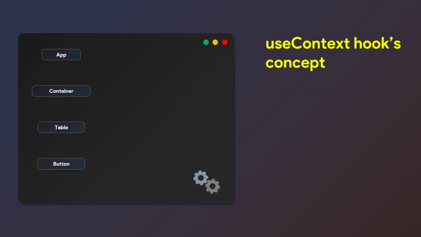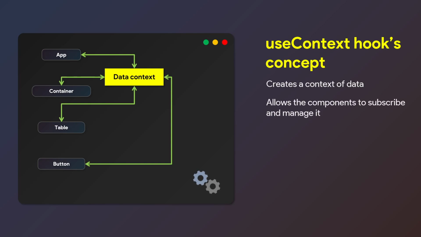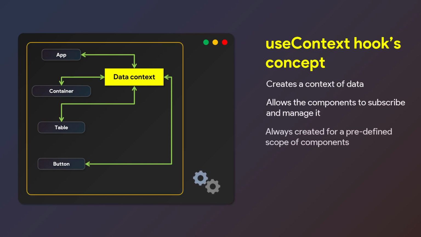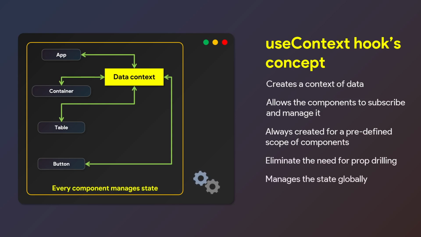The useContext hook is the greatest solution for these scenarios. As the name suggests, it creates a context of data and allows the components to subscribe to and manage it. The context is always created for a predefined scope of components and will eliminate the need for prop drilling inside that scope. This gives the idea of managing the state globally instead of by individual components, providing a much cleaner and more elegant solution.